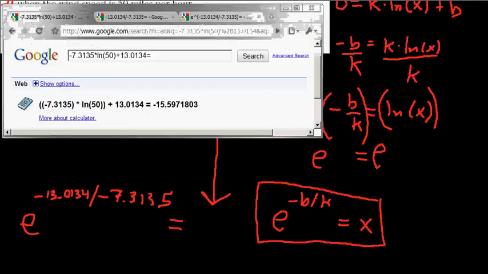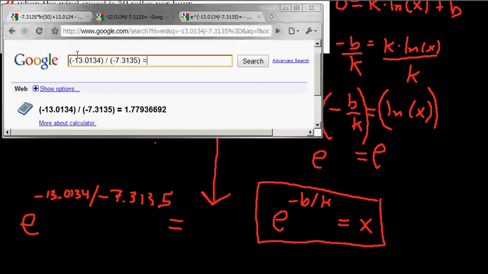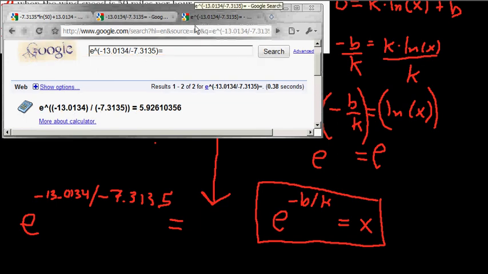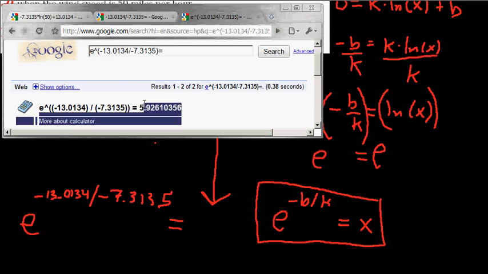So again, I'm going to pull up Google, and I can calculate negative 13.0134 divided by negative 7.3135, get an answer. Or if you really want to be fancy, and you have to be really careful with parentheses, you can type in e, that little caret, that's the shift of the 6 key, little caret symbol. So e raised to the power negative 13 blah blah blah divided by negative 7 point blah blah blah equals, and we get 5.9261 and so on and so on.